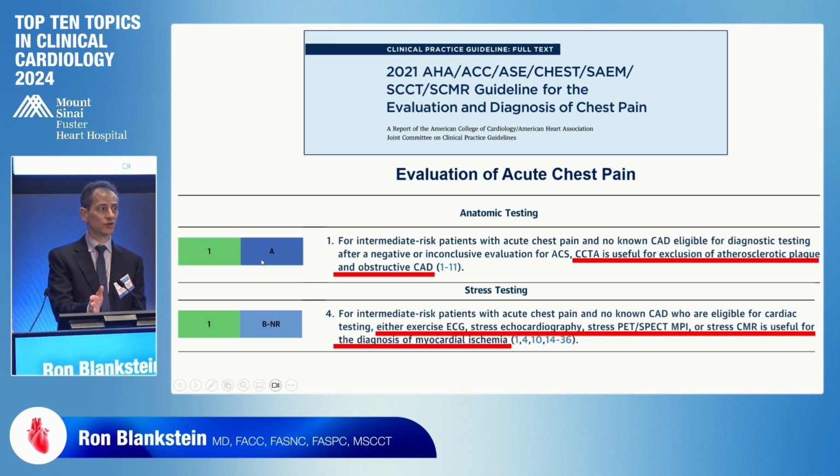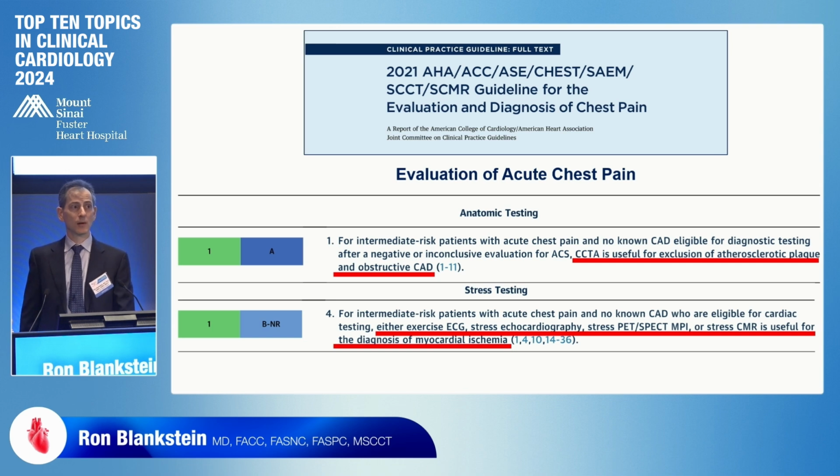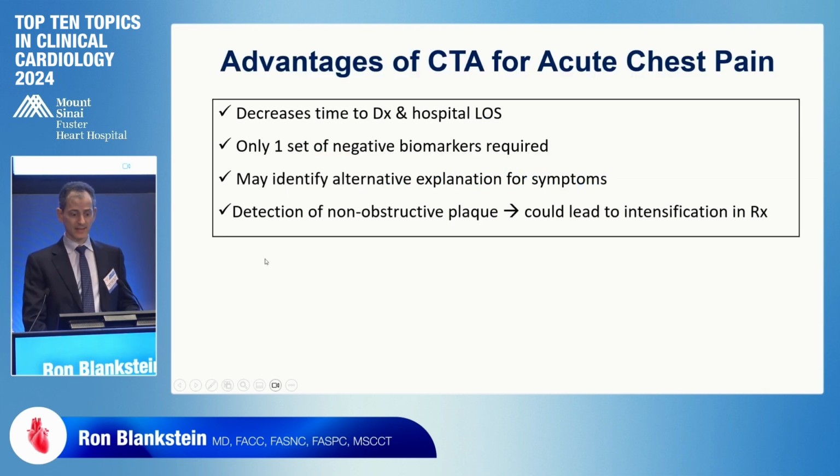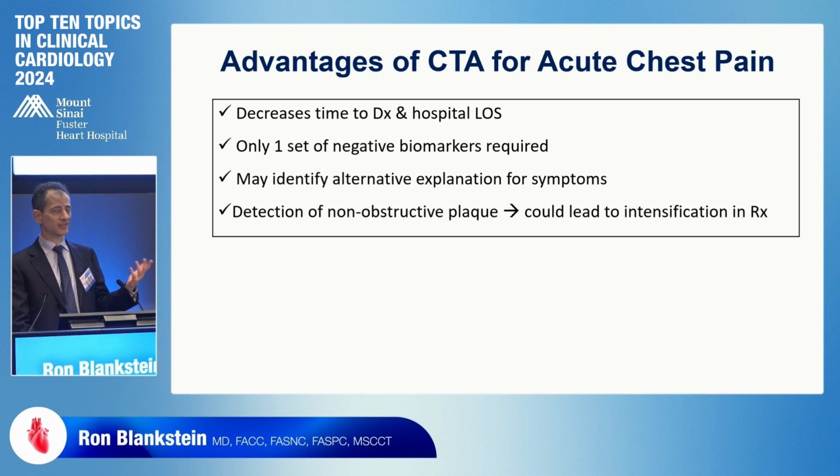And that's because by the time this guideline was being written, there were already over 10 randomized controlled trials comparing CT to other modalities, and that's why CT had the strongest backing, because it had the most randomized clinical data. The advantages of CT in the evaluation of acute chest pain include decreased time to diagnosis and decreased hospital lengths of stay, and those are advantages that I would like to call efficiency. It's just efficient to do a CT if you can do it faster.